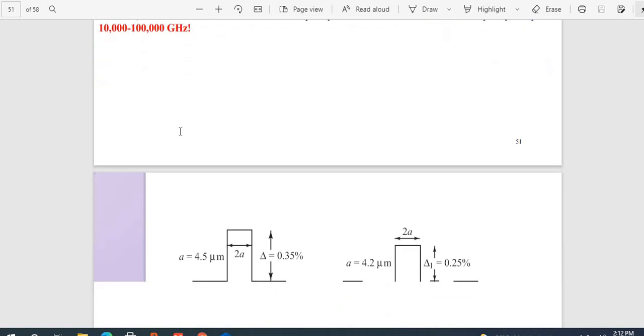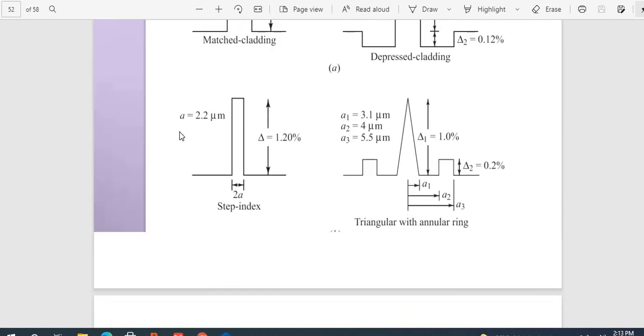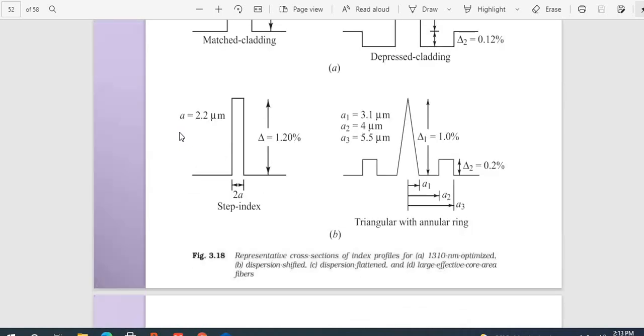As you can see, for that particular value, we get the matched cladding, depressed cladding, step index, triangular with annular ring, and the graphs look this way. These are the graphs of the steps. It is a representative cross section of index profile for 1310 nanometer optimized, depressed shift, and the third one we have depressed flattened, and the fourth one we have large effective core area fibers. For all these four parts, these are the graphs.